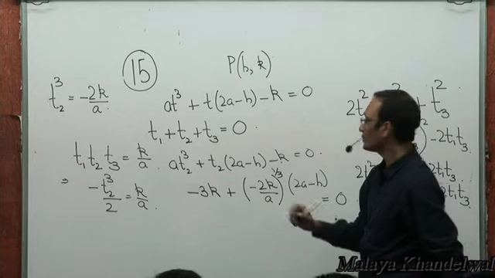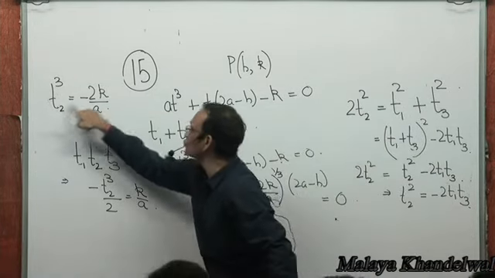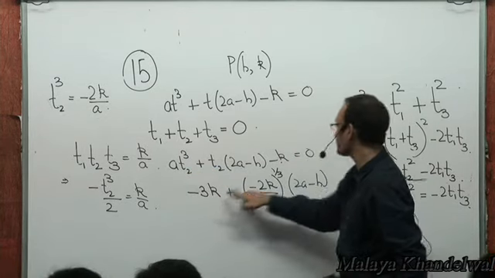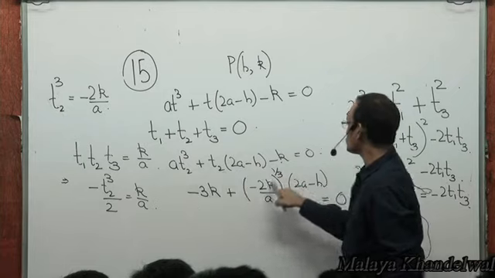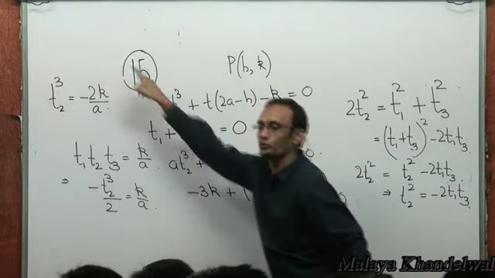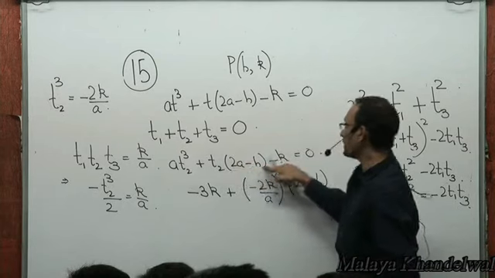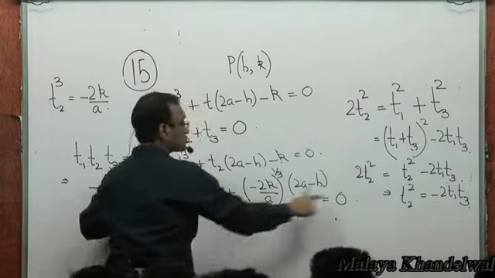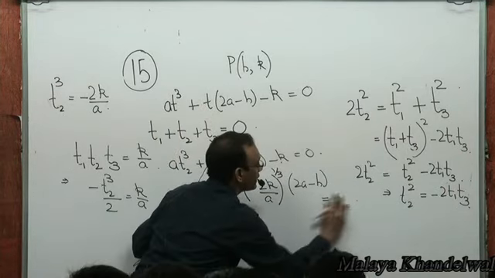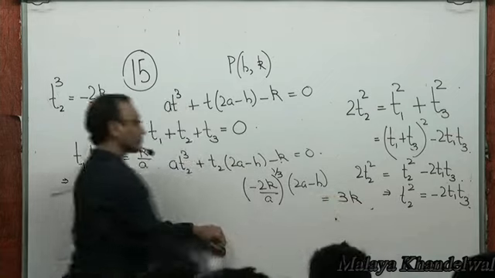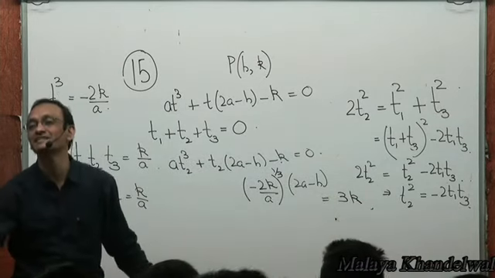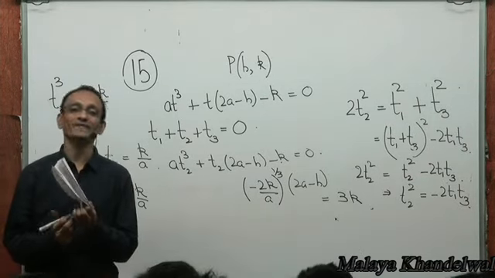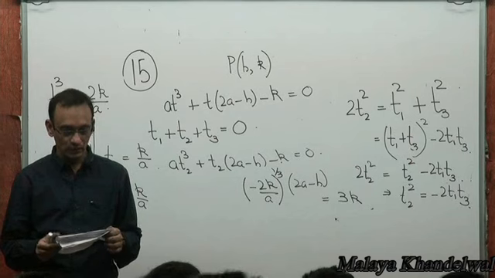You realize what I did? A T2 cubed is minus 2K. This is minus 2K and this is minus K. That makes it minus 3K. Then this T2 is cube root of this. T2 is minus 2K by A to power 1/3 into 2A minus H. That's 0. So then you can transpose this on this side. This equal to 3K. Cube both sides, replace H by X and K by Y to get the required locus.